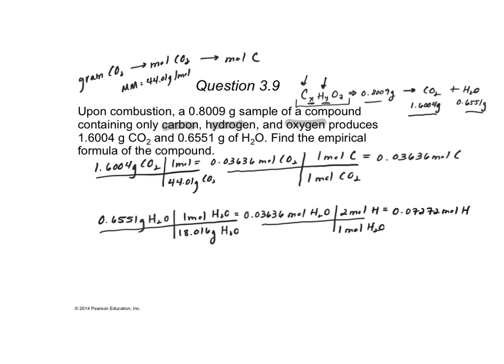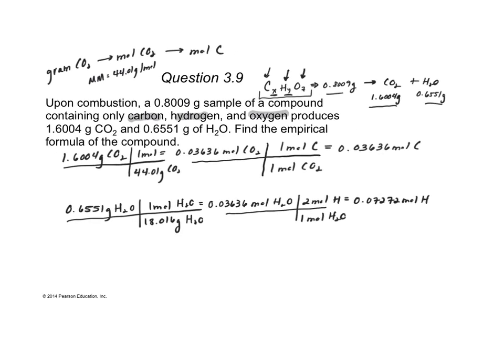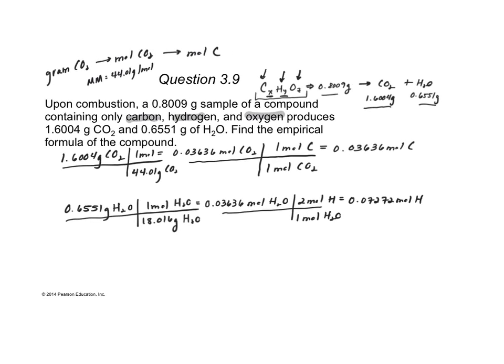Okay, so that's the same as before, right? We're taking our grams of our 2 products, we're converting to moles, and we're utilizing those to figure out how many moles of carbon and hydrogen were in the original compound. Now, to get to oxygen, we have to go through a little bit different process. So right now, the total mass of the compound, which we had measured out originally, was 0.8009 grams, okay?